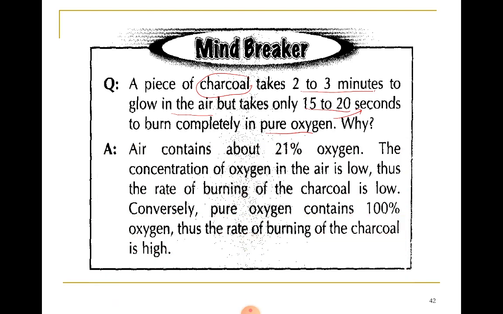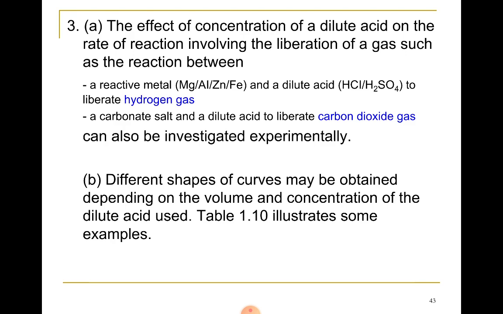Okay, air contains about 21% of oxygen only lah. The concentration of oxygen in the air is low, thus the rate of burning of the charcoal is low. Conversely, pure oxygen contains 100% oxygen, so the rate of burning of the charcoal is high. Okay, we look at the other example.